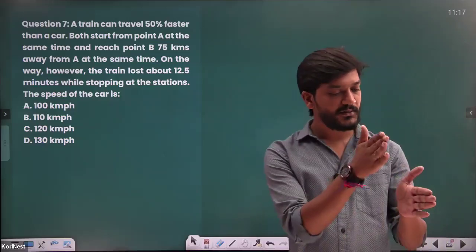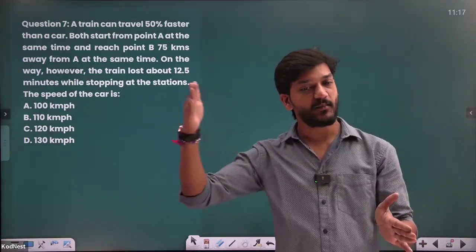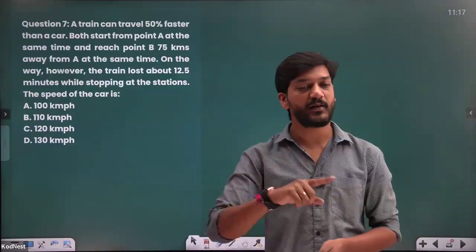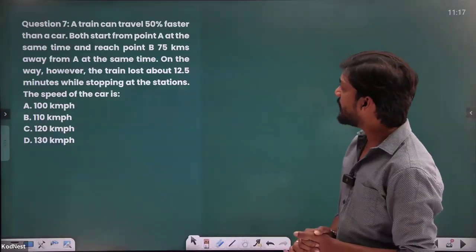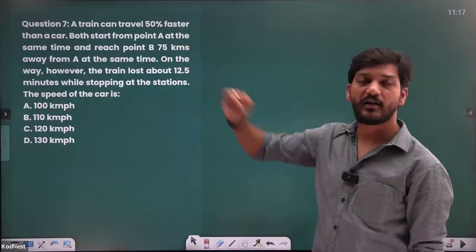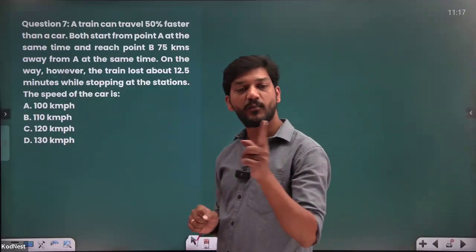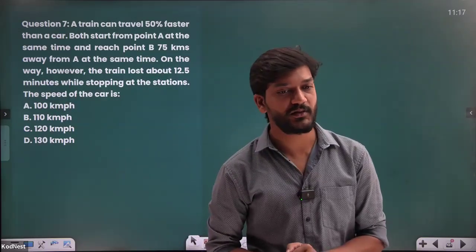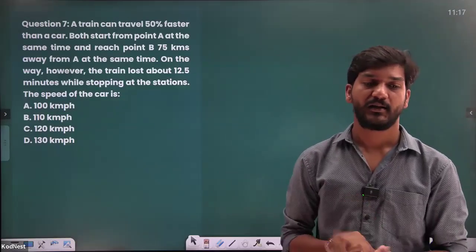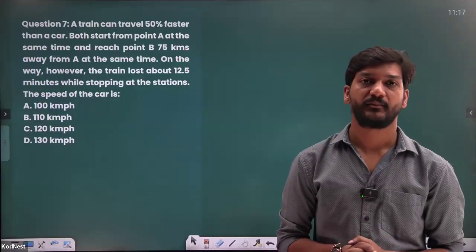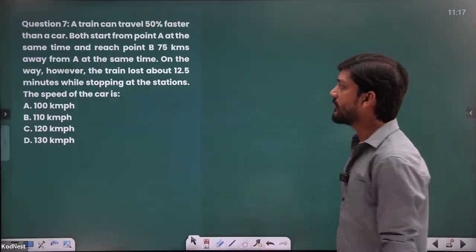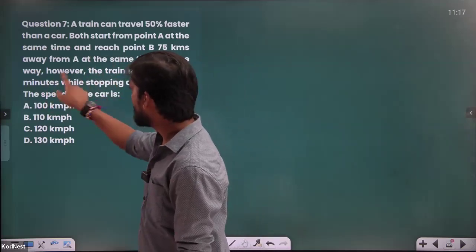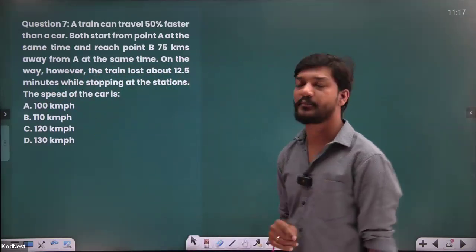Okay, start from the same point, same time. Reach the point B, same position, same time. So that means they are taking the same time to reach. How is it possible that the train is faster than the car, yet the train is also reaching point B and the car is also reaching point B at the same time? Speed is not the same. How come is it possible? Because of the stoppage. That is what they have mentioned. On the way, however, the train lost 12.5 minutes while stopping at the stations.